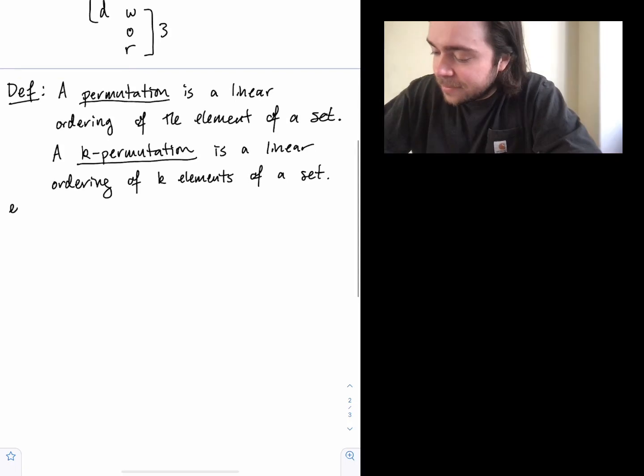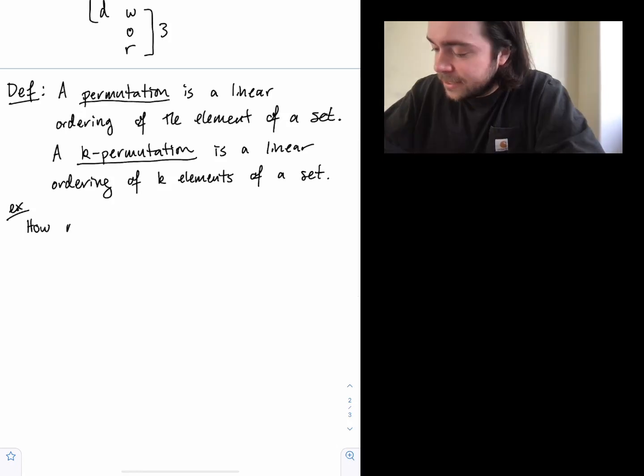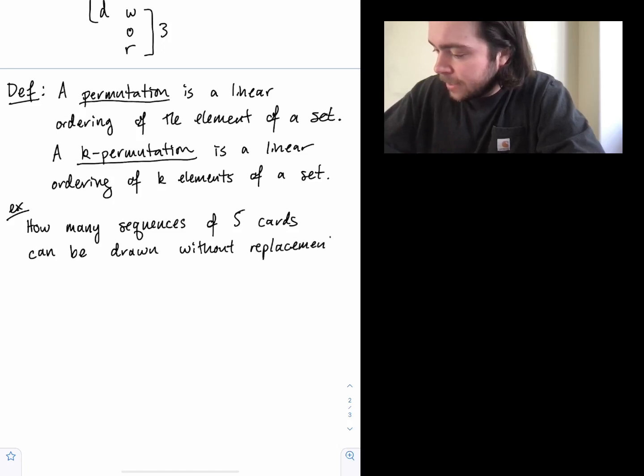So let's see an actual example to try and get used to this k-permutation definition. How many sequences of 5 cards can be drawn without replacement, and I'll explain what that means in a second, from a standard deck of 52 cards?